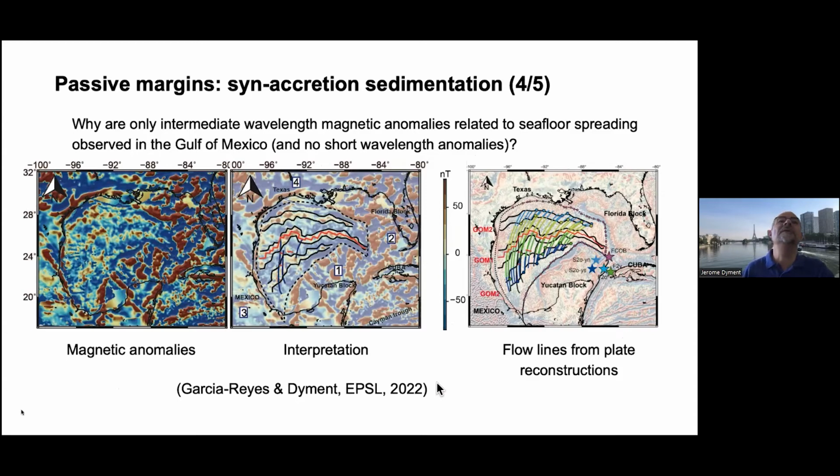recent work that we did with Andrina Garcia Reyes, which appeared in EPSL this year. You see that the Gulf of Mexico shows long wavelength anomalies here, and it does not show short wavelength anomalies anywhere. And those long wavelength anomalies can be modeled and explained by a model, but I'm not going to enter into this story. I just let you go to the paper.